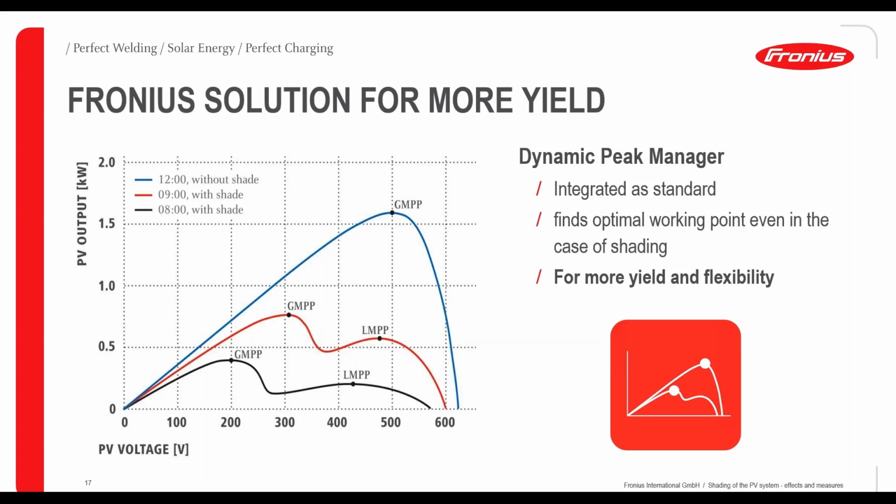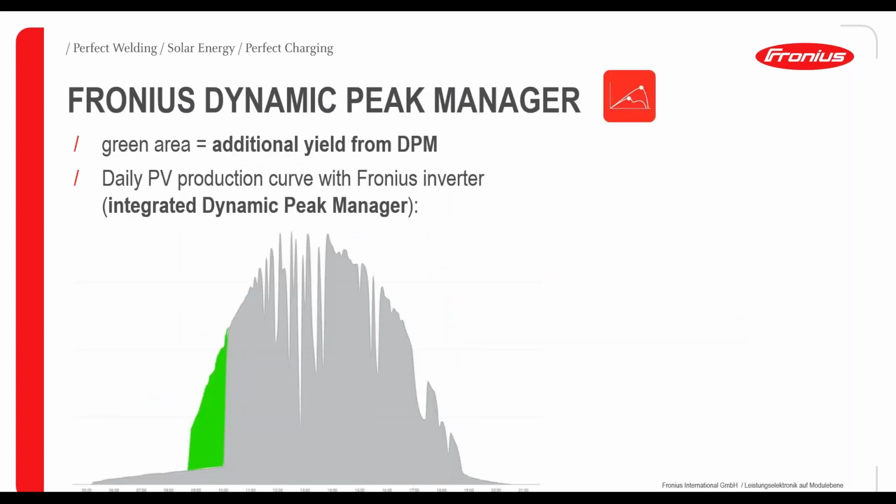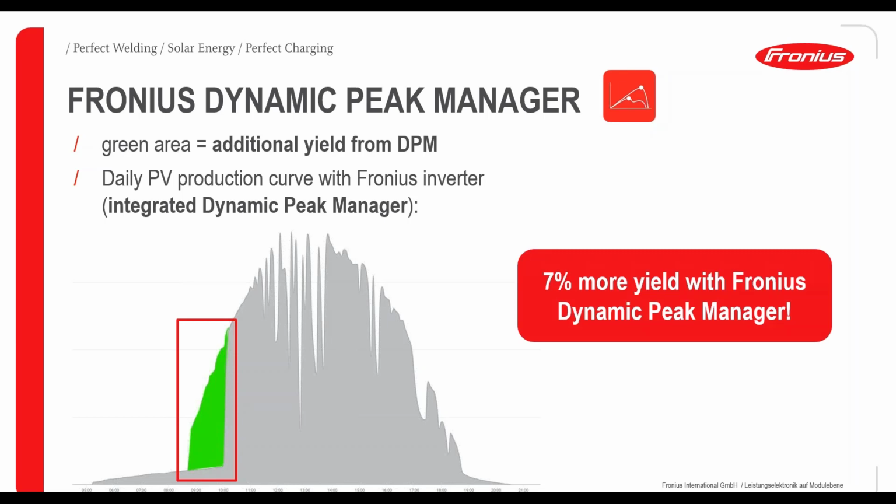And now I want to explain it a little bit more in the example we saw before. So we have the same shaded system, and now with an inverter with the Dynamic Peak Manager activated, and then we would have this additional yield in here designed in the green area from the Dynamic Peak Manager. So actually the daily production curve with the FRONIUS inverter would look like this, and it would mean that we have 7% more yield with the FRONIUS Dynamic Peak Manager than with an inverter without any algorithm. That's what we clearly can see here.